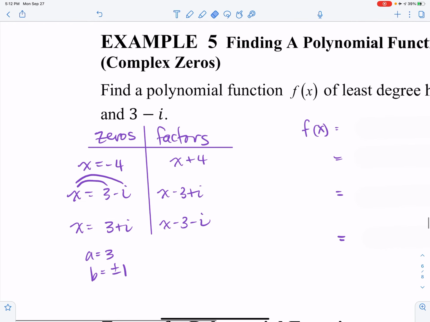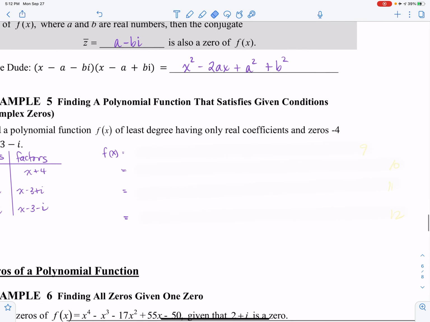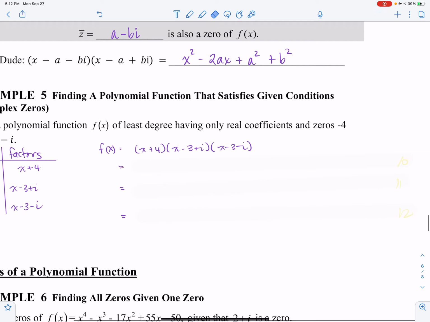All right, so let's take our 3 factors. We're trying to find a polynomial. So we're going to take our 3 factors and we're going to multiply them together. For now, they're going to be in factored form. Now, I told you that factored form I'm totally fine with, but you need to understand if your factors have imaginary numbers in them, you must multiply. And so I'm fine with factored form as long as there's no imaginary numbers in your factors.